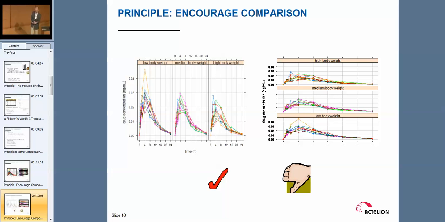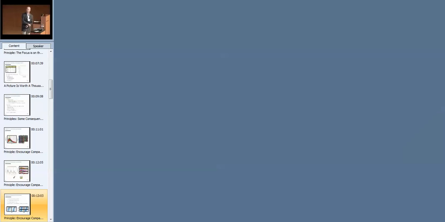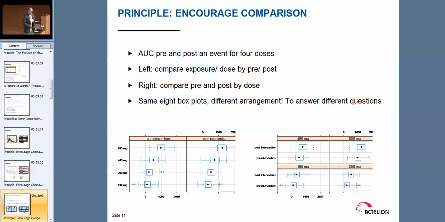So this is the bottom line here. Okay. Similar example, we looked at a compound where we had an intervention while the patients were on treatment. We had 4 dose groups, 100, 200, 400, 800 milligrams, and we had the exposure to the drug before the intervention and after the intervention.